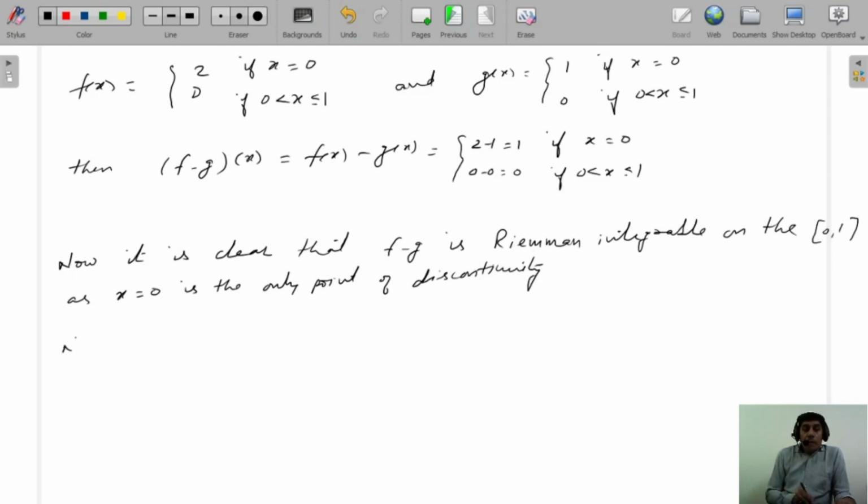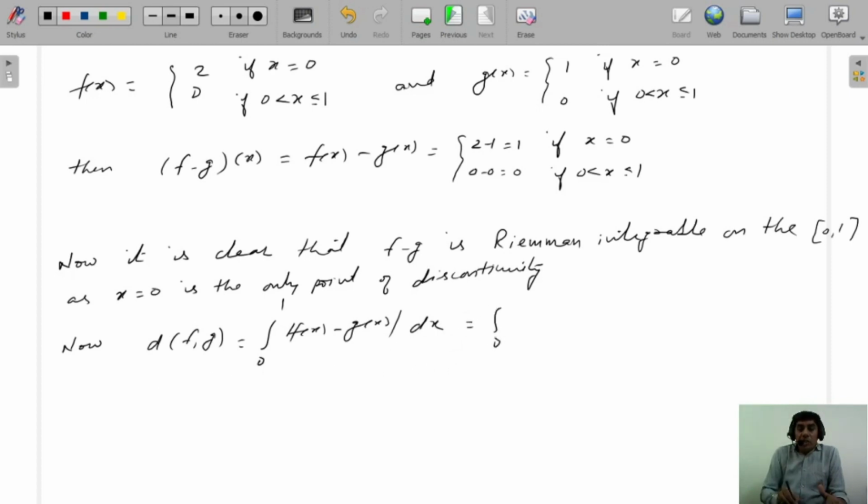Now d(f,g) is equal to integral 0 to 1 of |f(x) minus g(x)| dx, which is equal to integral 0 to 1 of (f(x) minus g(x)) dx, which is equal to integral 0 to 1 of (f minus g)(x) dx, which is equal to 0.